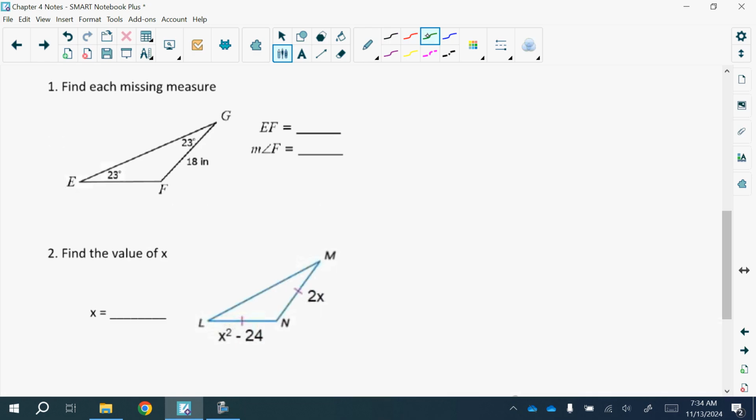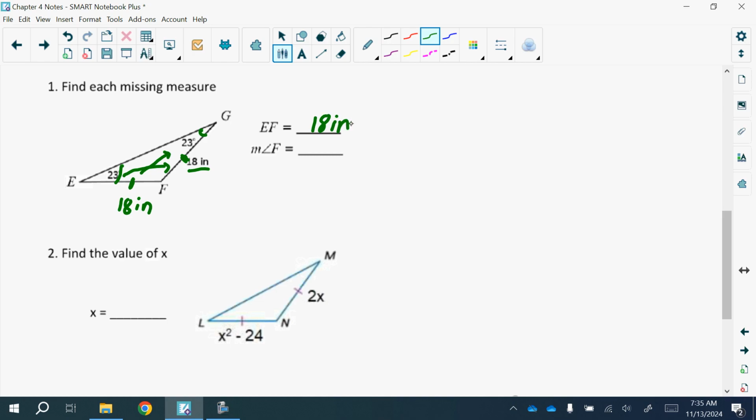So let's go ahead and look at some examples. It says find each missing measure. First, it wants you to find side EF. Side EF is right here, directly across from 23 degrees. We also have 23 degrees right here, and directly across from that is 18. Because these two angles are equal from the base angle theorem, we can say these two sides are congruent. So long story short, this side is also 18 inches.